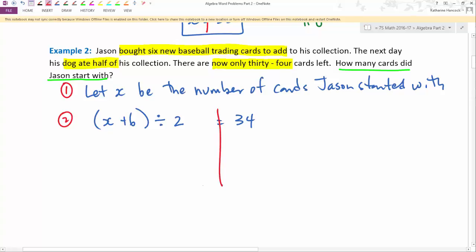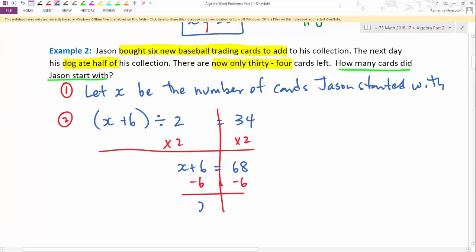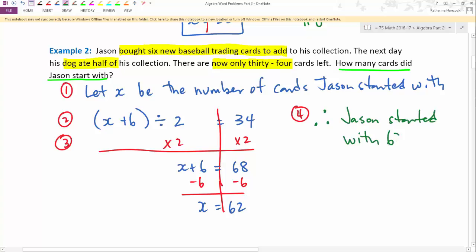And now I'm going to use algebra to solve. I'm going to get rid of that divide by 2 first, so times 2 to both sides. I'm going to be left with x plus 6 equals 68. Then I'm going to subtract 6 from both sides, and I get that x equals 62. And that was all part of step 3. Step 4, answer what was asked. How many cards did Jason start with? Therefore, Jason started with 62 cards. And that's example 2.